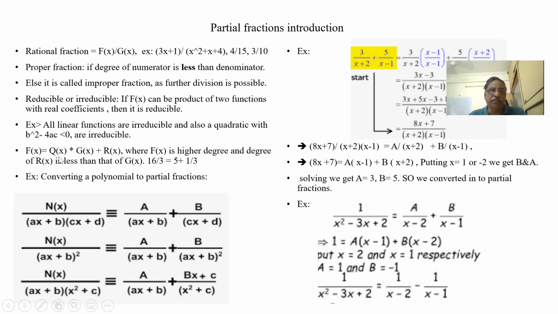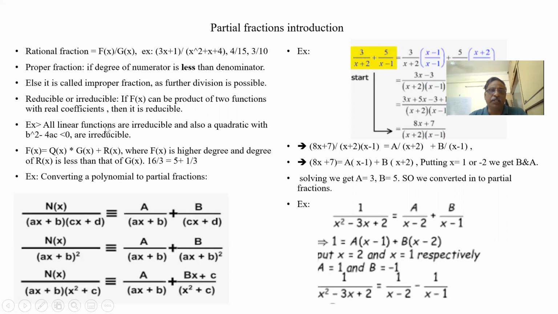Similarly, suppose we have f of x. When we do division, we have a quotient and a remainder: f of x equals q of x into g of x plus r of x. Here 16 by 3 is equal to 5 into 3 plus 1, divided by 3, where r of x is 1. So all improper functions can be reduced to this form such that r of x is a proper fraction.